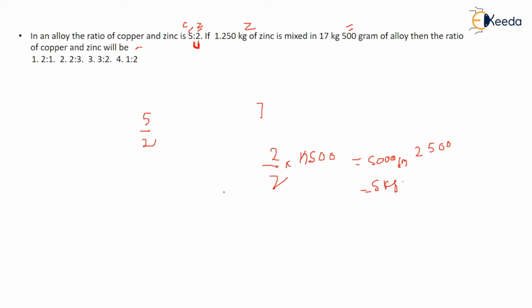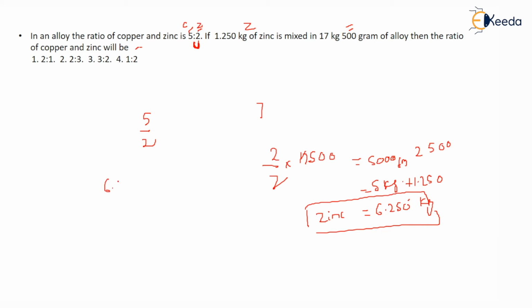So in 5 kg of zinc, if you add 1.25 kg more zinc, this will be equivalent to what? This will be equivalent to 6.250 kg of zinc. 6.250 kg of zinc is there in this mixture, right? And what else do you have to calculate? You have to find out the copper, the ratio now.